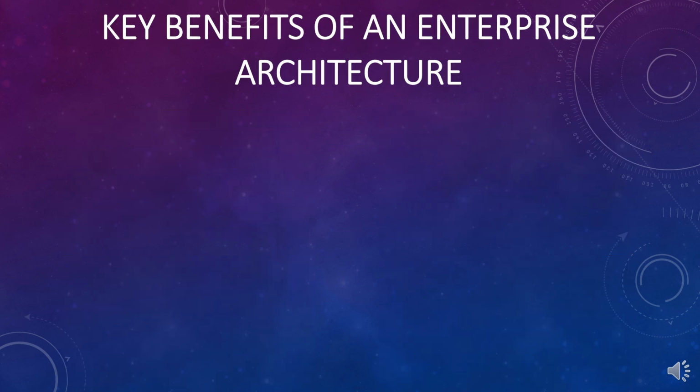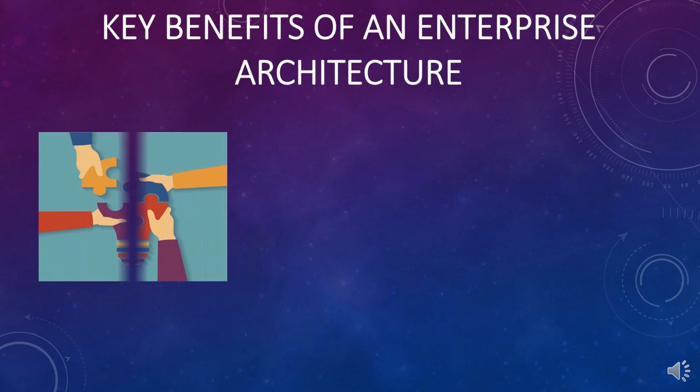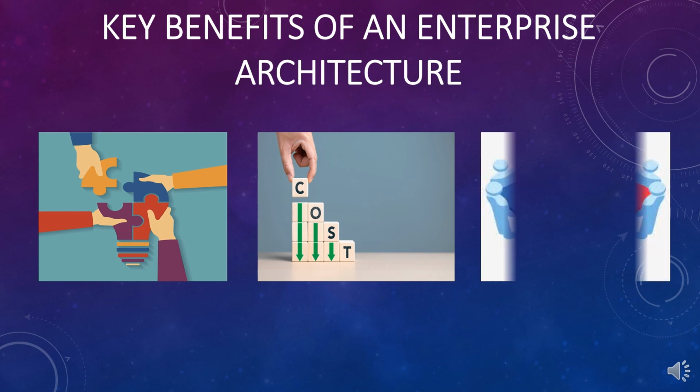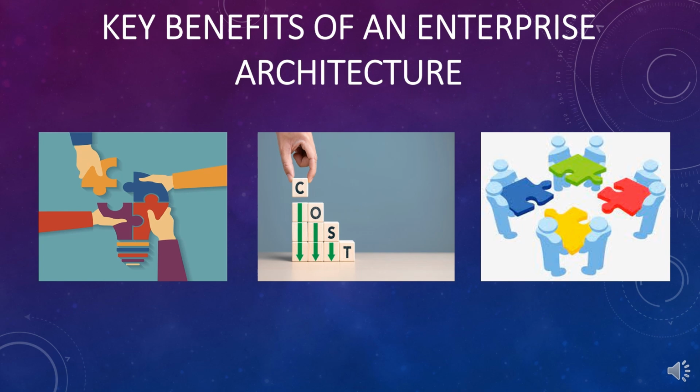Now, let us look at some of the key benefits of an EA. Shared vision. EA is critical for developing a shared vision and aligning stakeholders around a common strategic direction. Reduce cost. EA achieves this goal by standardizing the IT infrastructure, eliminating redundant applications, and optimizing tech investments. We shall see this in upcoming videos about how we execute an APO exercise. And finally, improve collaboration. An EA is a strategic approach that enables improved collaboration between business and IT teams.